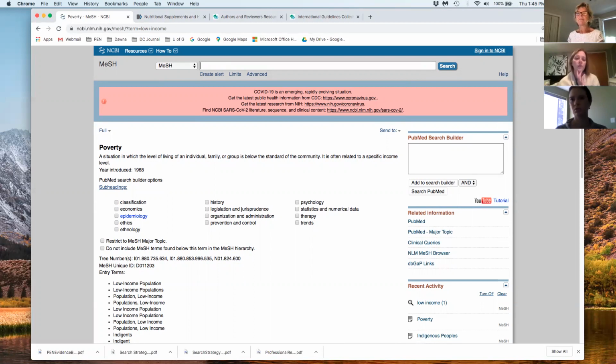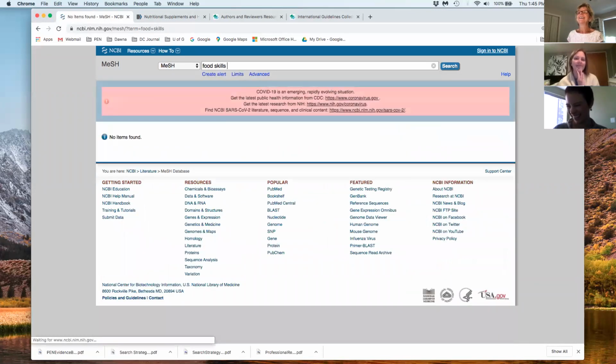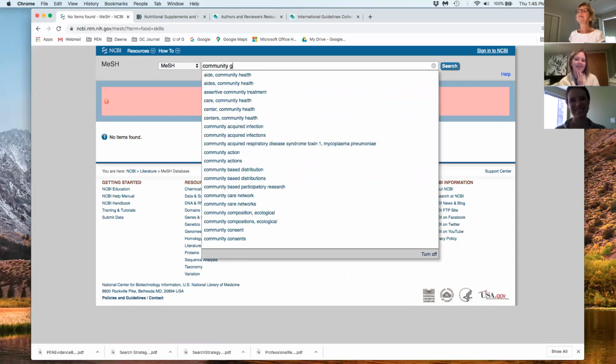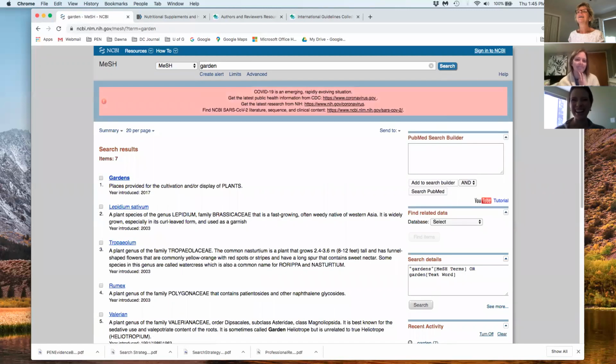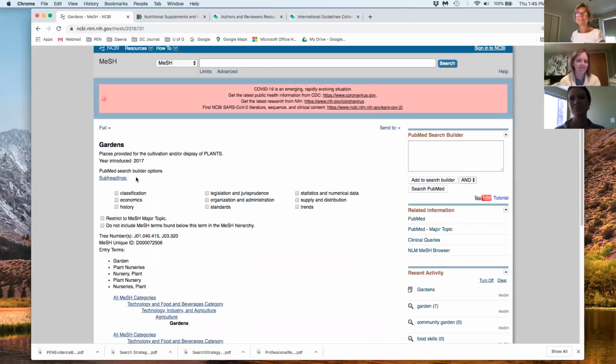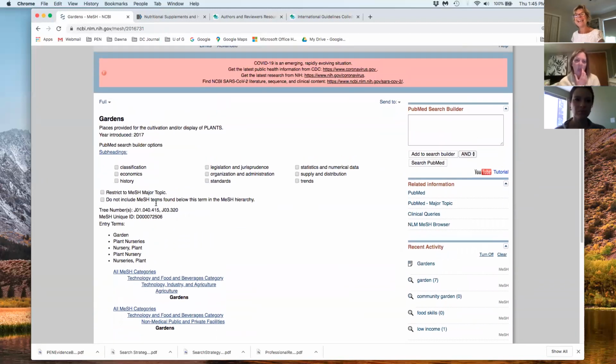Could you just search food skills? Nothing. Anything else? Community gardens. Okay, I'll just keep it garden and see what comes up. No. Maybe just gardens. Garden? Gardens, places provided for the cultivation and or display of plants. Okay.